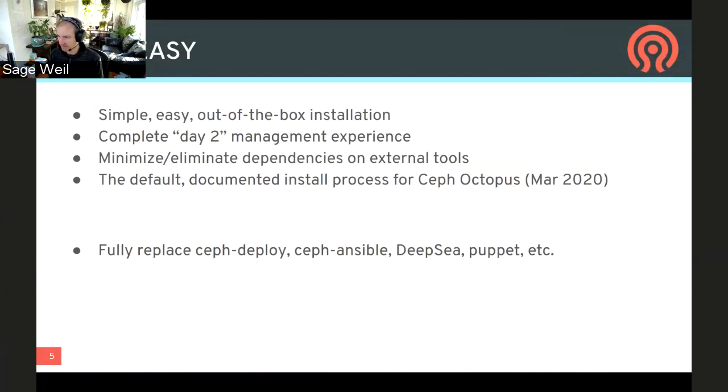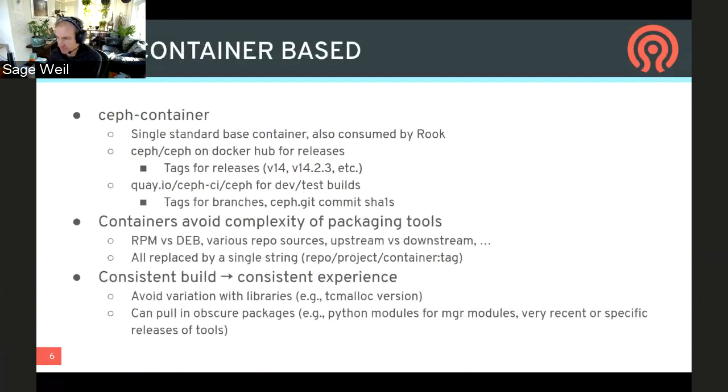And ideally, we want this to be the documented default install process for Octopus. So right now, the docs talk about Ceph deploy sometimes. They link to Ansible, Rook, but it's all very confusing. And most of the instructions on day two operations sort of wave your hands at restarting daemons and such. So the idea is to have a normalized way that you can do this, mostly through the Orchestrator API. So it won't actually matter whether it's Rook or SSH. The idea is to fully replace Ceph deploy, Ansible, DeepSea, Puppet, all that stuff with something that is a canonical, simple way to do it.